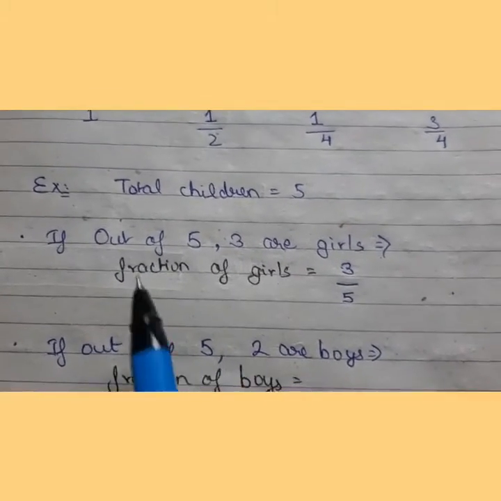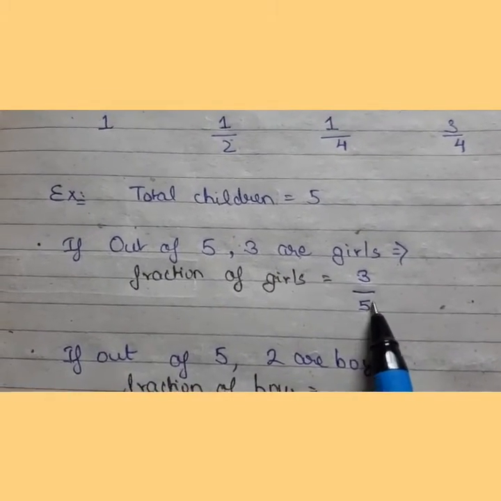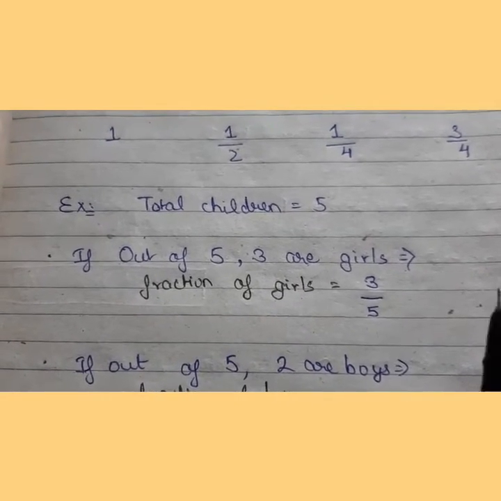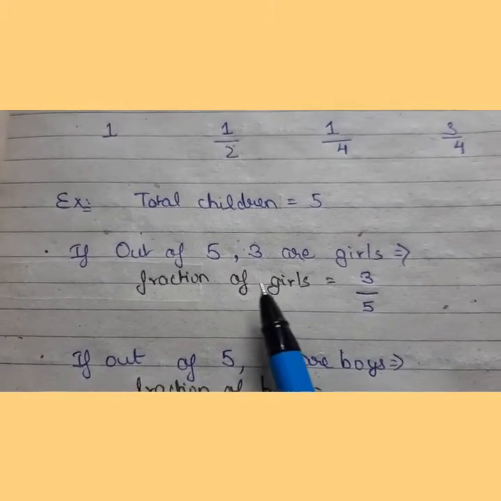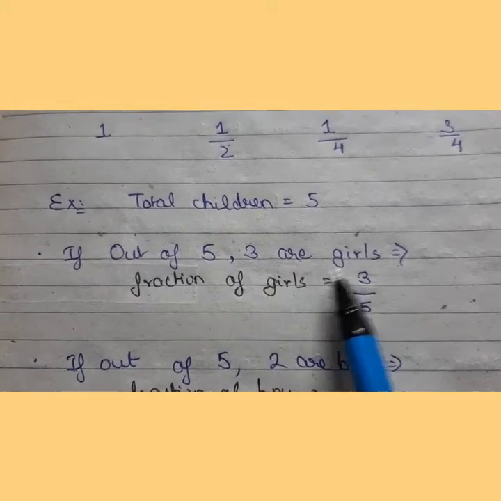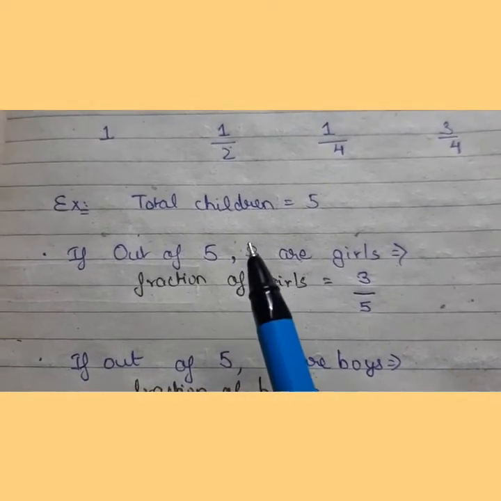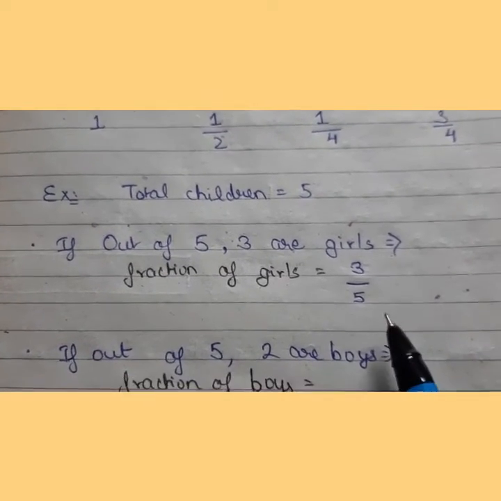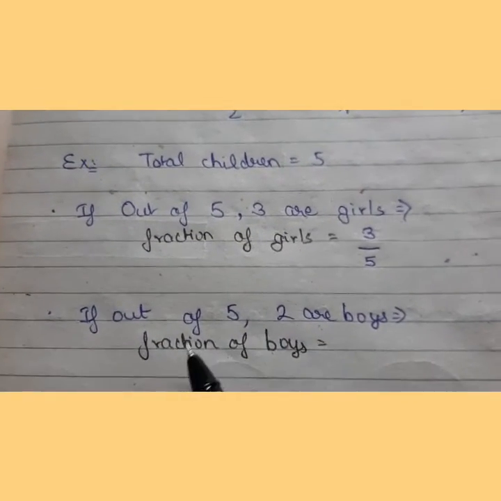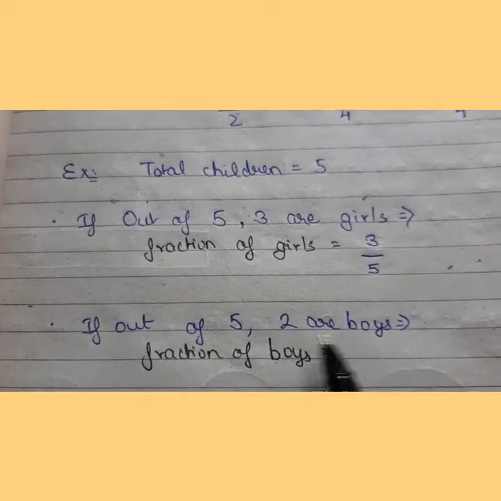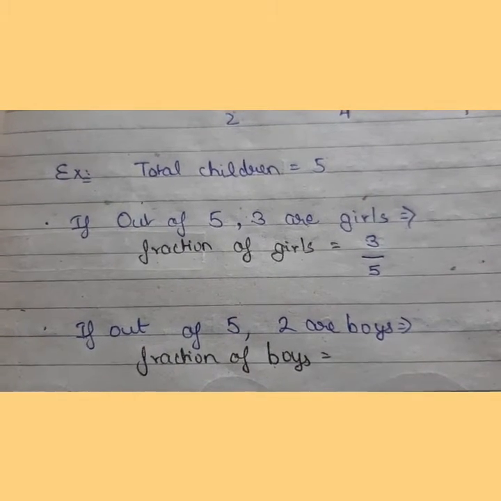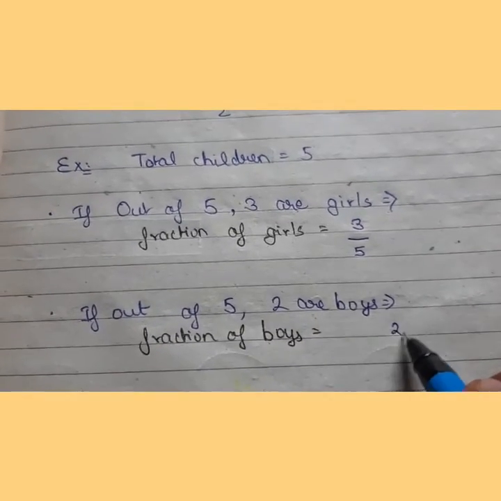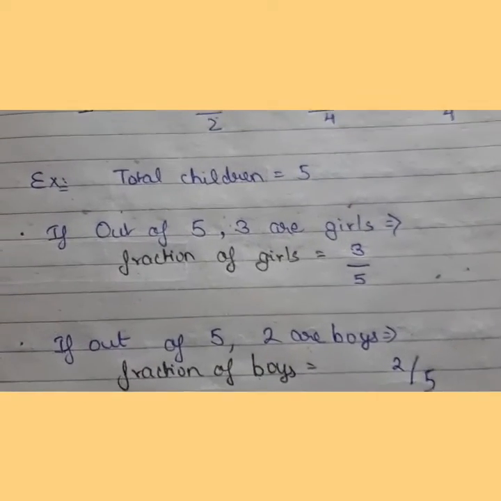Very simple. Why? See, what was the total number of children? 5. The denominator represents what? The total number of anything. So the total was 5. Now out of 5, 3 are girls. That means out of 5, how many parts are we considering? Just 3 parts. That means 3 girls. So 3 upon 5. Similarly, if out of the total number of students, 2 are boys, what will be the fraction of boys? Hurry up. Yes, it will be 2 upon 5.